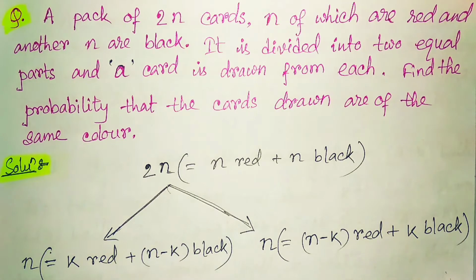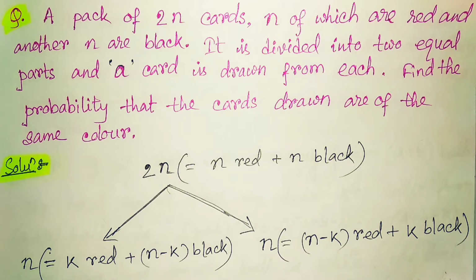Now the second question is: a pack of 2n number of cards, n of which are red and another n number of cards are black. It is divided into 2 equal parts and a card is drawn from each. Find the probability that the cards drawn are of the same color.